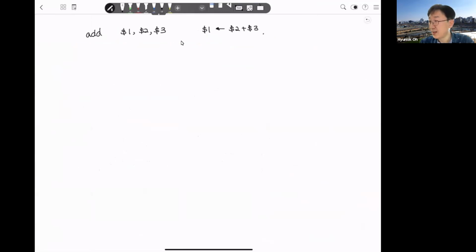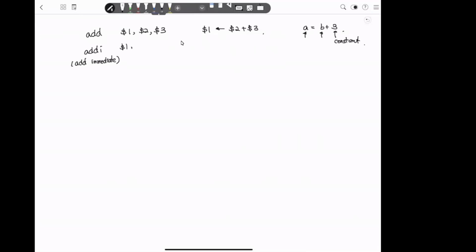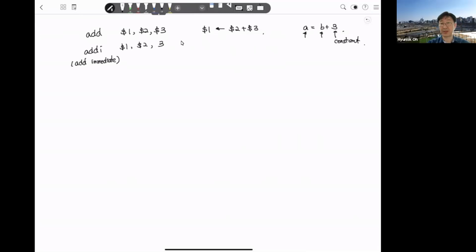So for instance, like this, A equals B plus 3. In this case, A is the destination, B is the source register, and 3 is a constant value, right? To specify the constant, there is another instruction, which is called addi. Addi means immediate. So addi is representing that the last one is a constant value. So here, $1, $2, and 3, for instance. That means $1 is $2 plus 3. So this is constant 3.